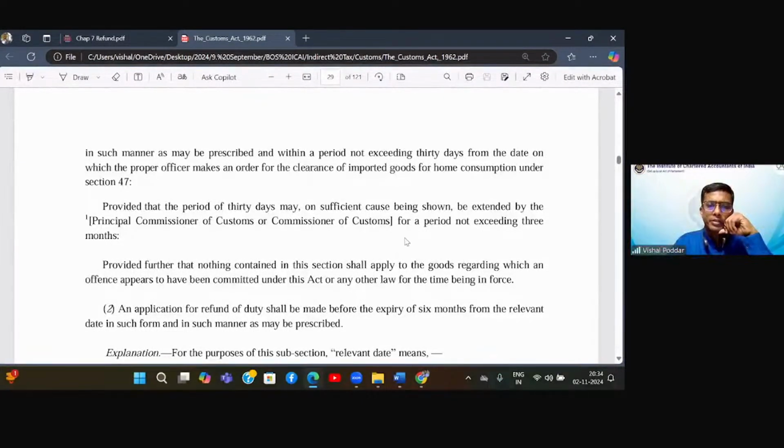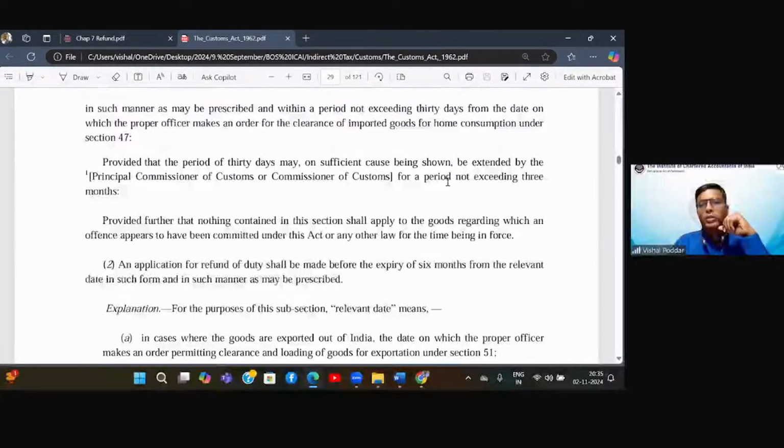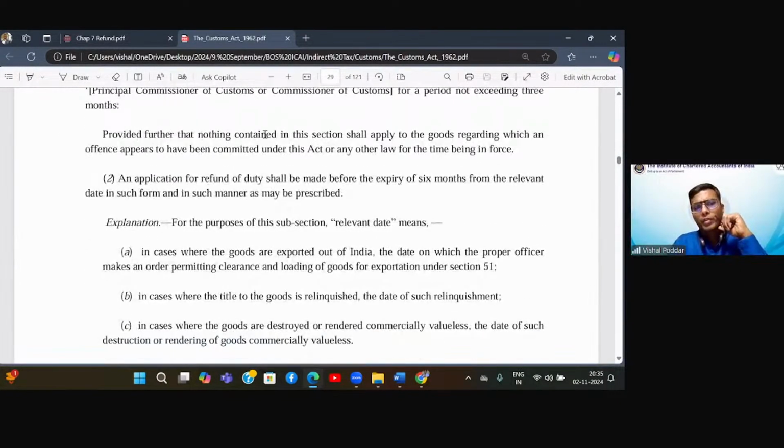And again, we saw this 30 days may, on sufficient cause being shown, be extended by the principal commissioner or commissioner for a further period, but not exceeding 3 months. Provided further that nothing contained in this section shall apply to goods regarding which an offense appears to have been committed. Again, we saw this. This was one of the conditions given in our module. Also, if these are smuggled goods or improperly imported goods, and when you are caught, now you want to relinquish or destroy, that will not be allowed.